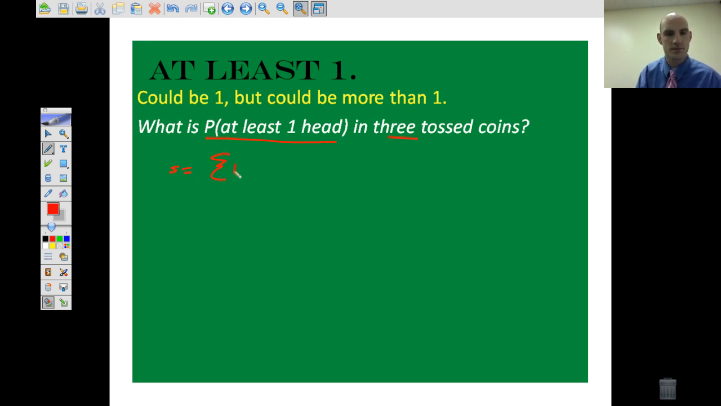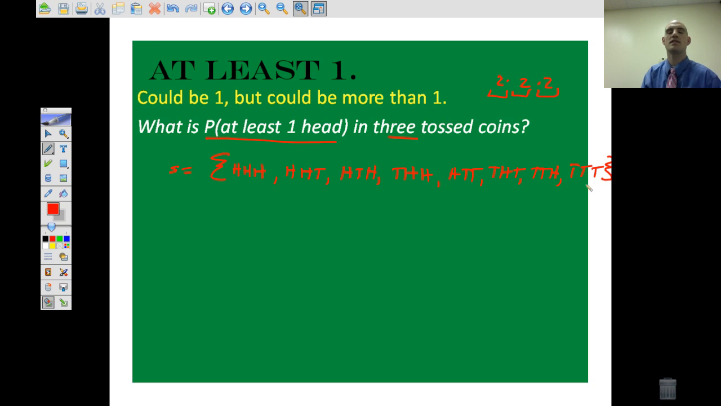The sample space is heads, heads, heads; heads, heads, tails; heads, tails, heads; tails, heads, heads. And we know that we have 8 possible outcomes because it's 3 flips of a coin. We have 2 possibilities in each flip, so we have 8 possibilities. I have 4 of them outlined so far. So let's think. We could have heads, tails, tails. We could have tails, heads, tails. We could have tails, tails, heads. What am I at now? 1, 2, 3, 4, 5, 6, 7. So the last one must be tails, tails, tails.